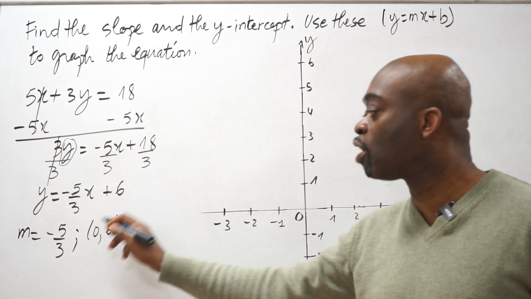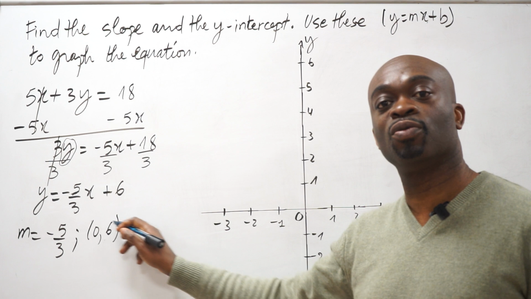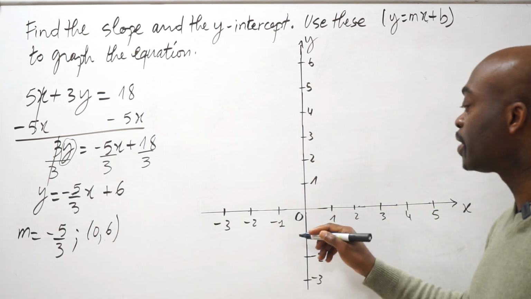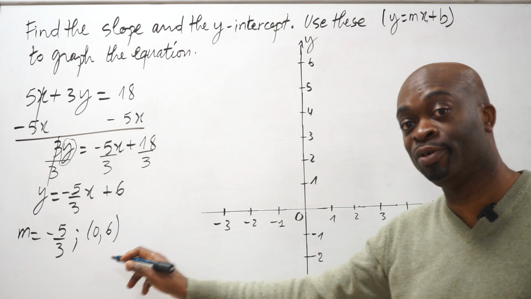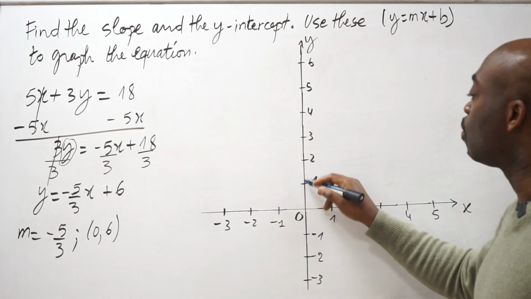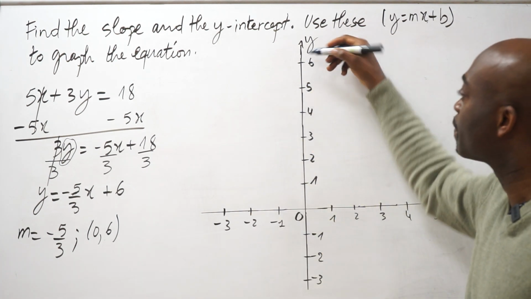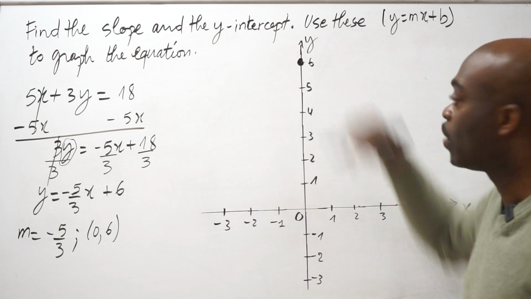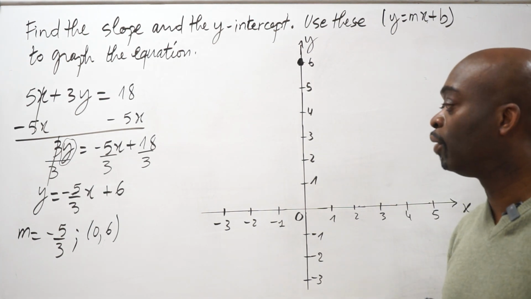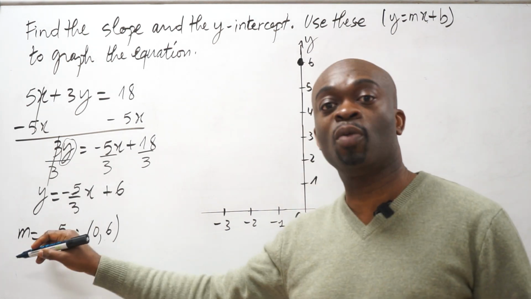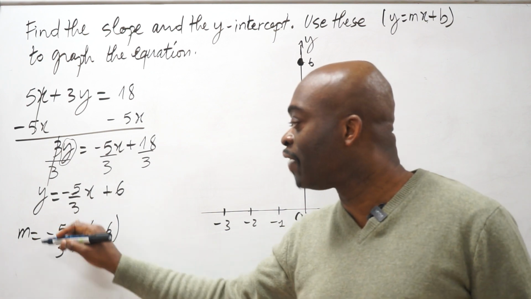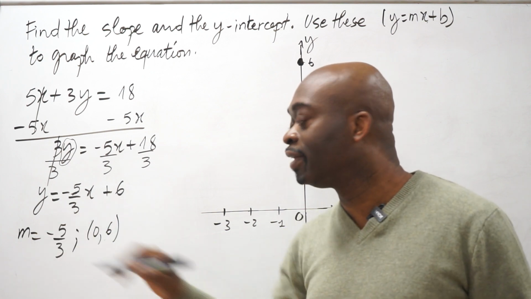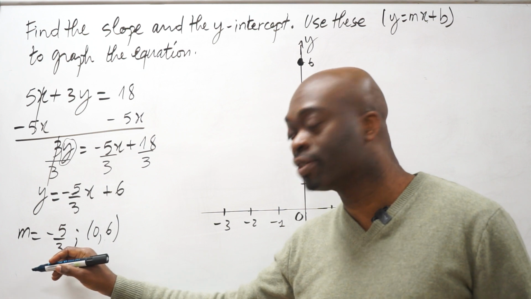And the first point is always going to be our y-intercept, which is (0, 6). So we go to (0, 6). So that's the y value, correct? On the y-axis, 1, 2, 3, 4, 5, 6. So this is our first point. And now we're going to use the slope in order to get to the next point. So what is the value on the top here? Negative 5. And the bottom one is 3.